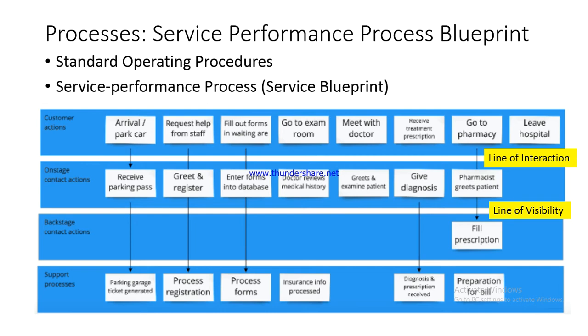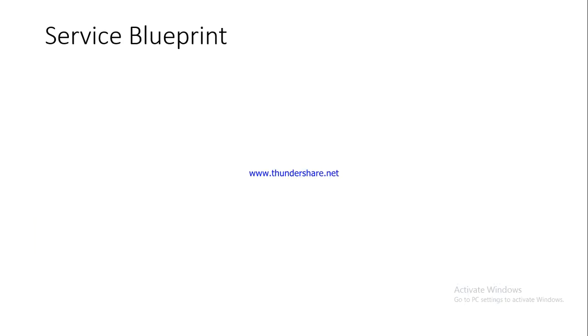We were also introduced to new terms like line of action, line of visibility, customer actions, on-stage contact actions, backstage contact actions and support processes. Now today we are going to deal with this in a little more detail, and I'll discuss with you another example, and also the ingredients of a service blueprint. Why? Because this particular topic has been given as a standalone topic in unit 2 also, so I have decided to spend a little more time on discussing service blueprint.